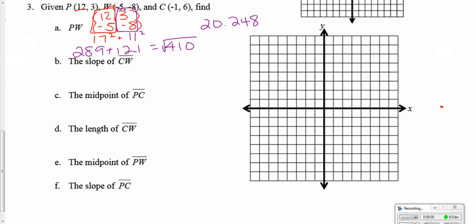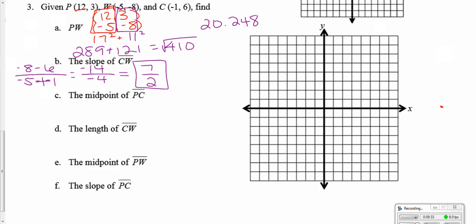20.248. Okay, for the slope of CW, we're looking for the rise and the run. So we want to subtract our y values. So that is -8 minus 6 and -5 minus -1. Okay. -8 minus 6 is -14. -5 minus a -1 is -4. I simplify that, so I get my slope is a positive 7 over 2.